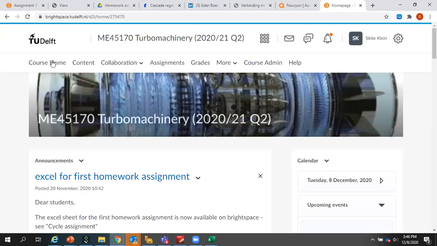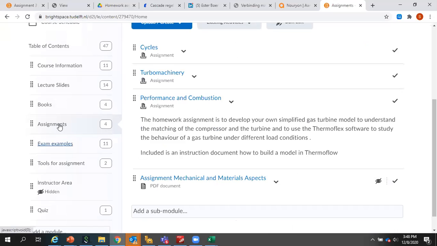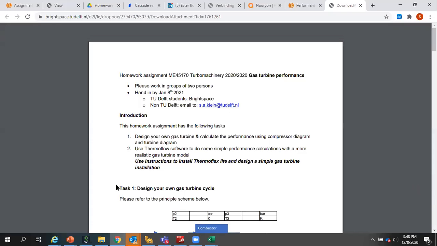So we're at Brightspace. We look at content. We have the assignment, performance and combustion. And then we have the homework assigned mechanical. So please, in a group of two persons, you can hand it in by January 8th, for TDL students via the standard Brightspace solution, non-TDL please email to me.